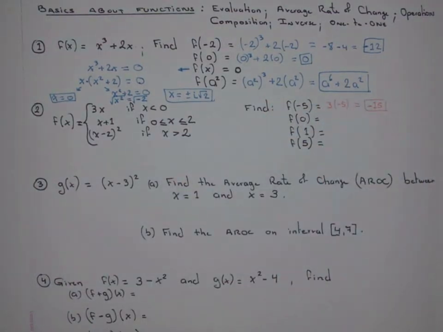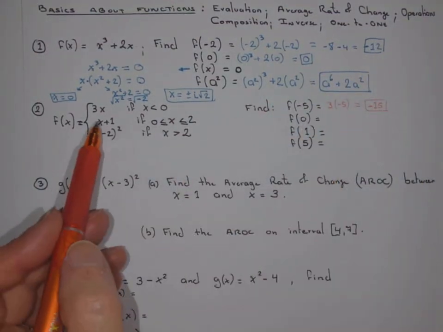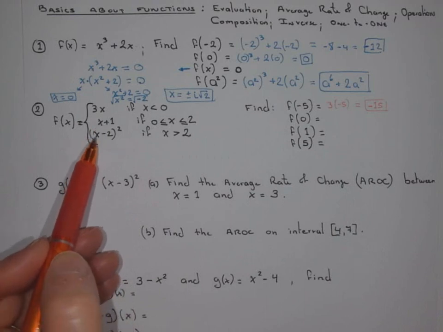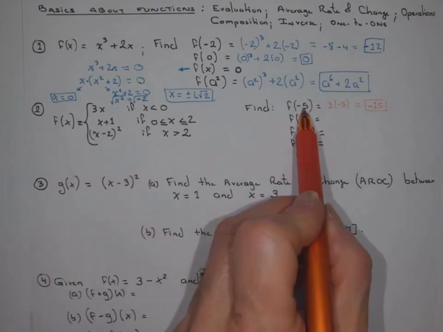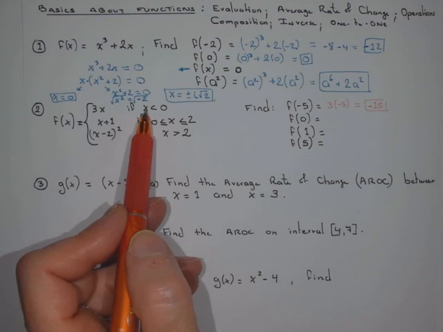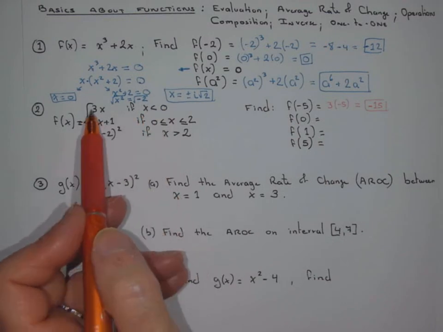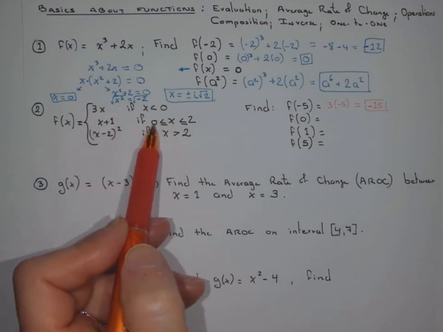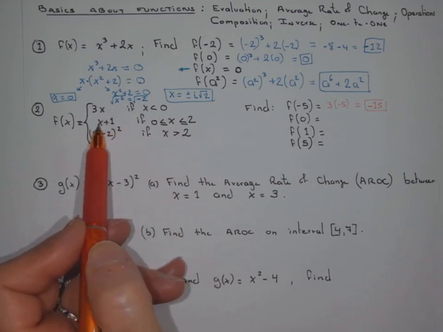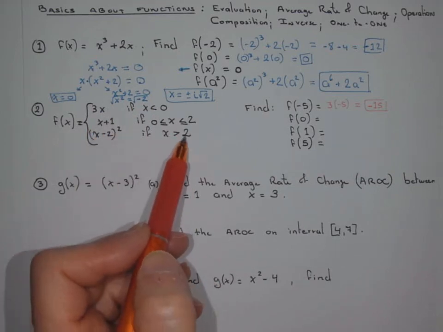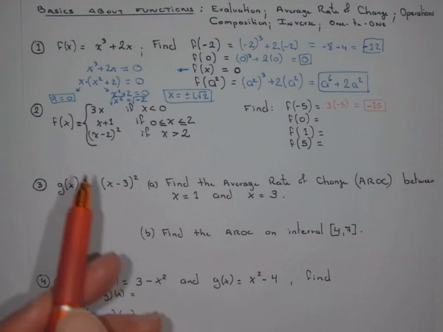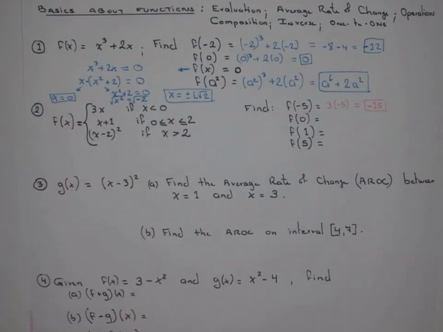Now, sometimes students feel confused about that and want to put a -5 here and here, but that's a no-no. Because -5 is less than 0, it fits this branch, but -5 is not between 0 and 2, so it doesn't fit this one, and it's definitely not greater than 2, so it doesn't fit this one. We're only going to place it in one spot.